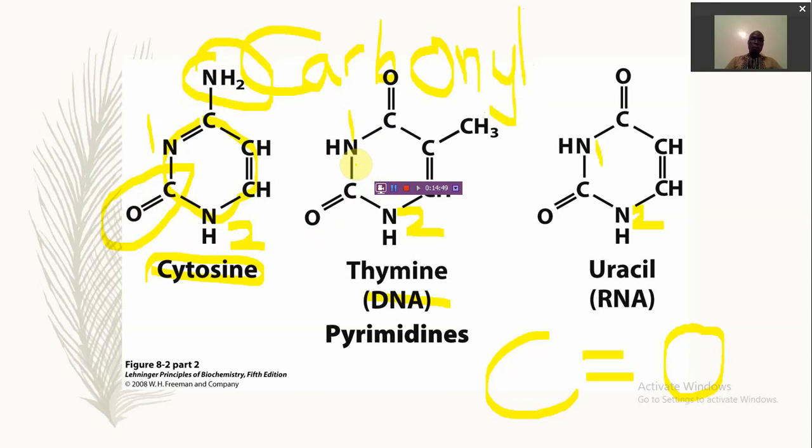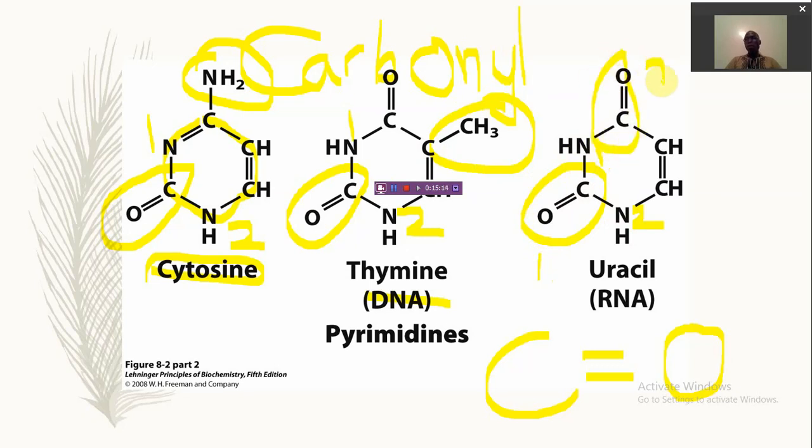Now look at thymine. Thymine has a carbonyl group, and beside the carbonyl group we have a methyl. This is called a methyl group in thymine. Now uracil has 2 carbonyl groups. This is carbonyl group number 1, and this one is carbonyl group number 2. Hope you got the distinction between cytosine, thymine, and uracil.